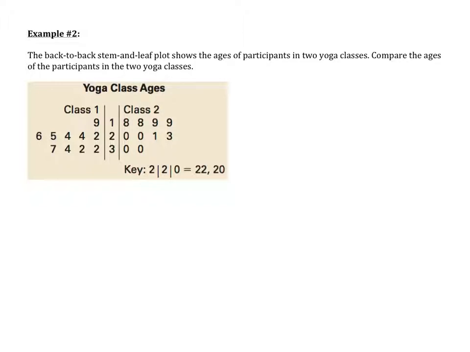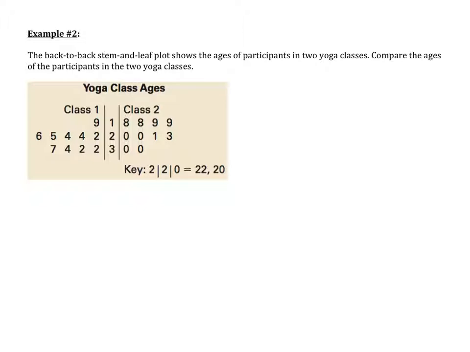Let's look at our key first. It says 2|20 means 22 and 20. So they're saying from here to here is 22, from here to here is 20. So looking at this first set, I would say class 1 would have a 19-year-old, class 2 would have an 18-year-old, an 18-year-old, a 19-year-old, and a 19-year-old, just to give you an example.